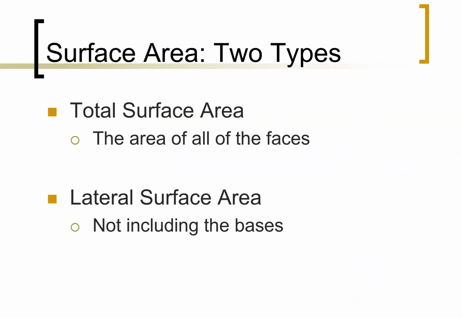So there are two different types of surface area. Total surface area includes all the faces. Lateral surface area does not include bases.